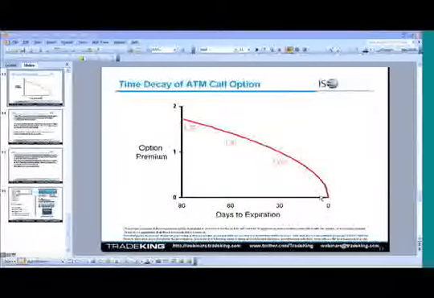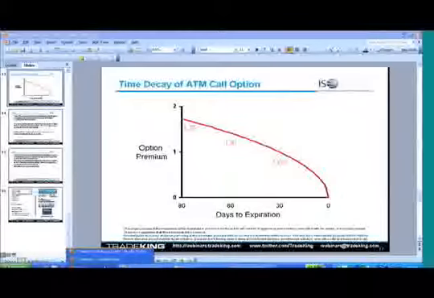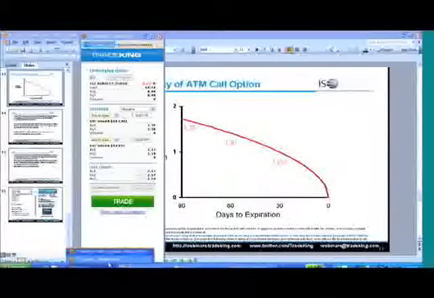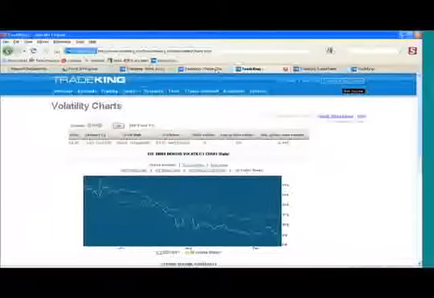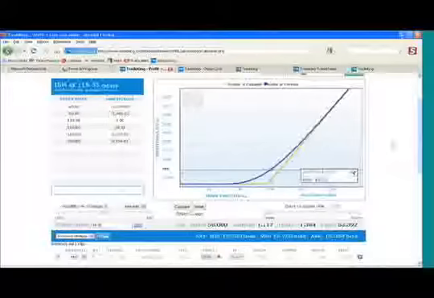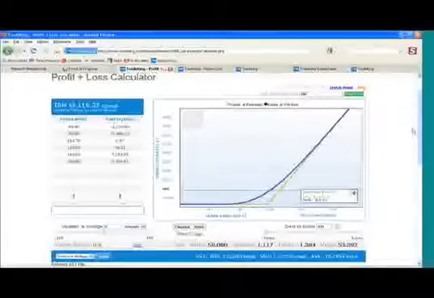So when you think about long straddles, let's go in and actually pull up a long straddle. I'm going to pull up the TradeKing profit and loss graph. Let's pull up a long straddle. I'm not going to pick any particular stock in general. It's not intended to be a recommendation at all.